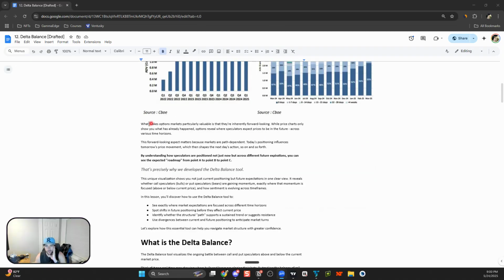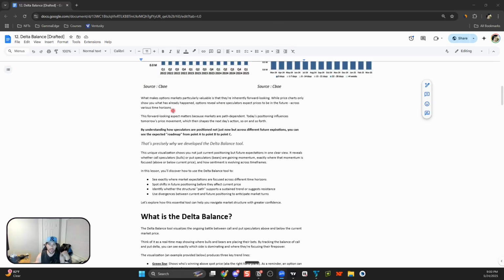What makes options markets particularly valuable is that they're inherently forward-looking. While price charts only show you what has already happened, options reveal where speculators expect price to be in the future across multiple timeframes. This forward-looking aspect matters because markets are price dependent. Today's positioning influences tomorrow's price movements, which then impact and shape today's actions, tomorrow's price action, and so on and so forth.